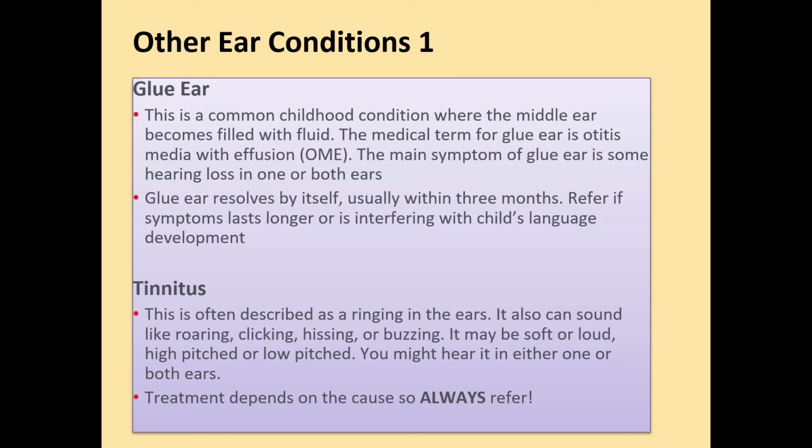Tinnitus is described as a ringing in the ears, but it can also be a roaring noise, clicking, hissing or buzzing. It may be soft or loud. It can be high-pitched or low-pitched, and it can be in one or both ears. It's obviously quite a subjective thing. Nobody else can know what it's like for an individual patient. So it's important to listen to them and be sympathetic and empathetic to them.